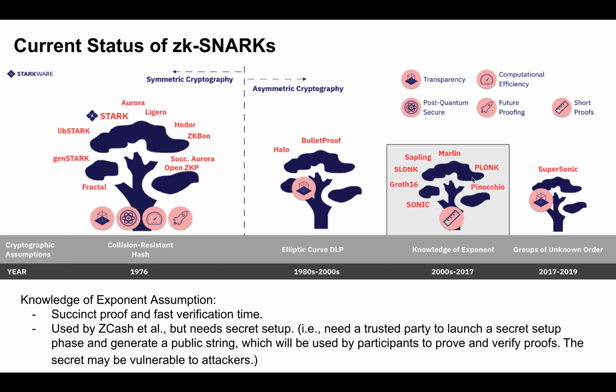However, such zk-SNARKs need a one-time secret setup phase, which means we need a trusted party to launch such a secret setup phase and generate a public string, which will be used by participants to prove and verify proofs. The trusted party might be vulnerable to attackers. If the attackers obtain the secret, the whole system will be totally compromised.